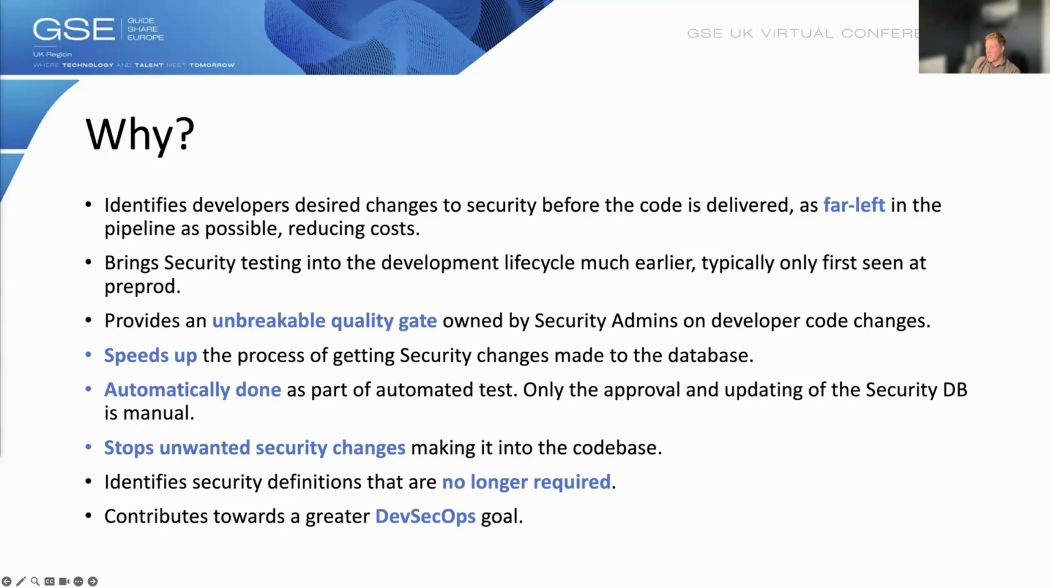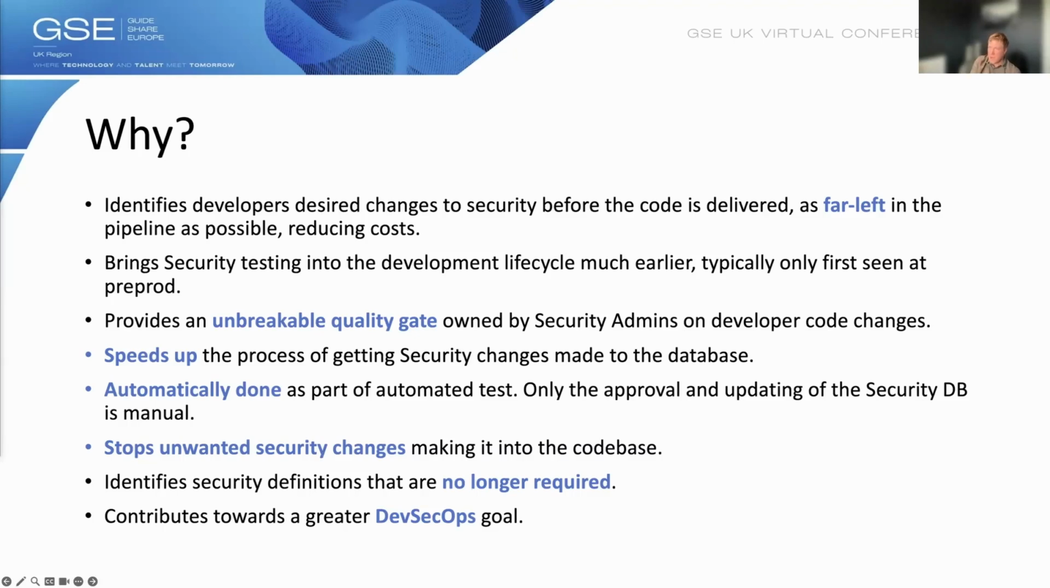It's obviously all automatically done, which we've just covered. It also stops unwanted security changes making it into the code base, and it's enforcing it. So if a developer does something that's undesired, there's absolutely no way it's going into the code base at all. They can't sweep it under the rug. It's done automatically as part of automated testing, which runs on every single request for code changes on that repository.